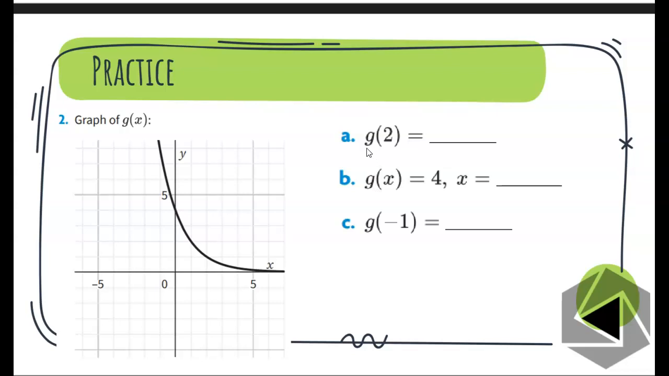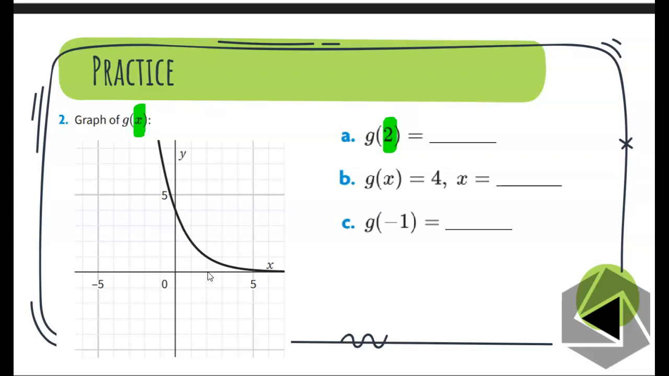So let's look at A here, g of 2. What is the g of 2? How do we figure that out on a graph? Well, this 2 value, again, is going to be our x. So we need to go, on this graph, find where x is 2. This is our x-axis. It goes left and right. We find where x is 2. Well, that's 1, 2 right here.